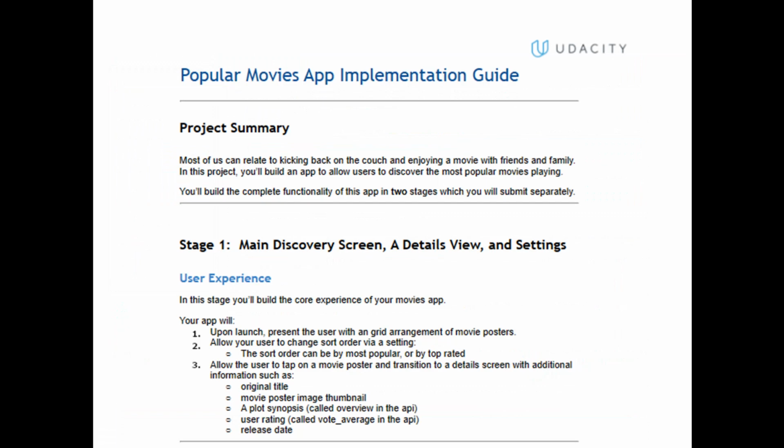This project will have 3 primary requirements. 1. Upon launch, present the user with a grid arrangement of movie posters. 2. Allow your users to change the sort order via a setting. 3. Allow the user to tap on a movie poster and transition to a details screen with additional information.